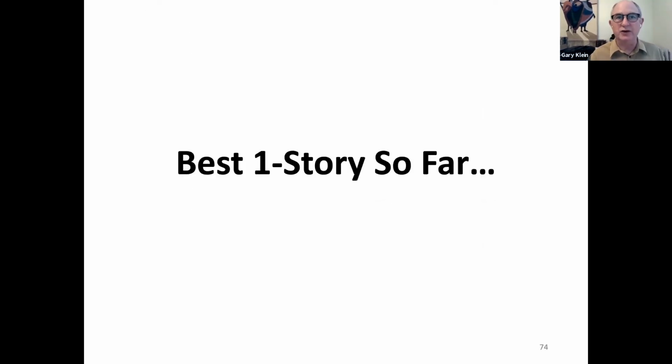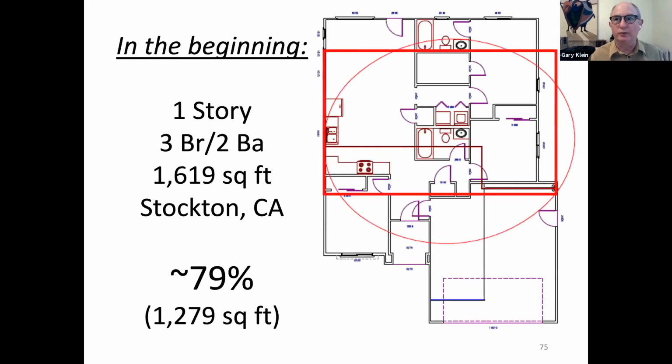So now I want to give you some hope. The best one-story floor plan I've seen so far is based on a short story. I was at a conference that I help sponsor out here in California, the Dry Climate Forum. Some of you have heard of it. Some of you have probably been to it. And it's for people who live in climates without humidity, like California, sort of.